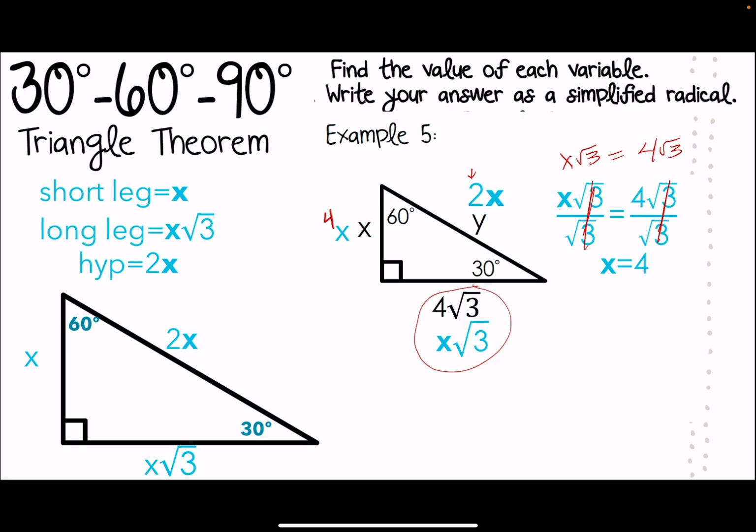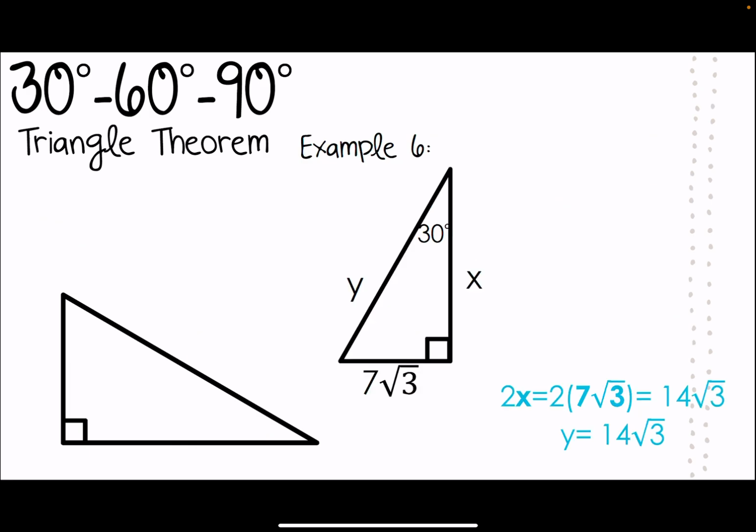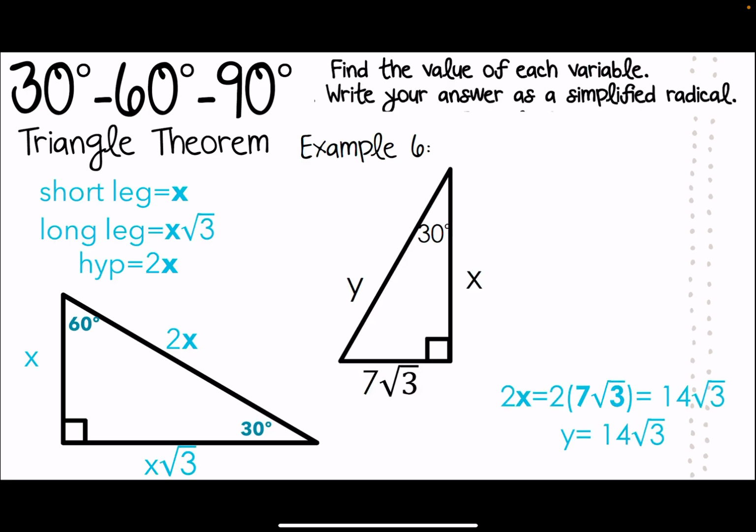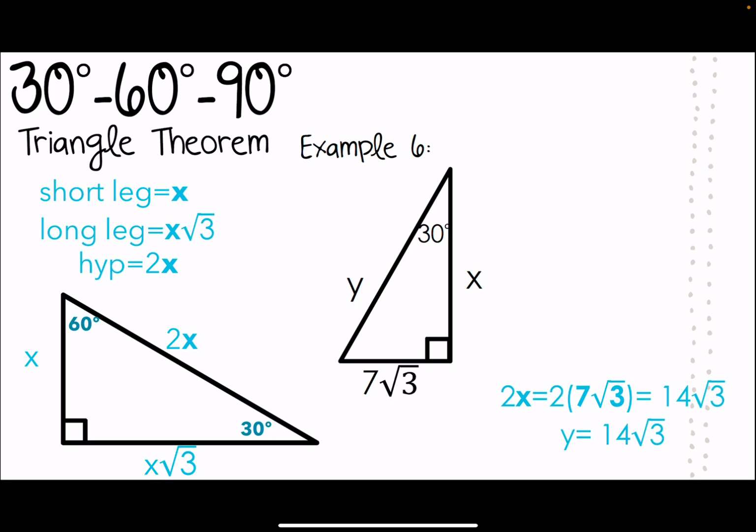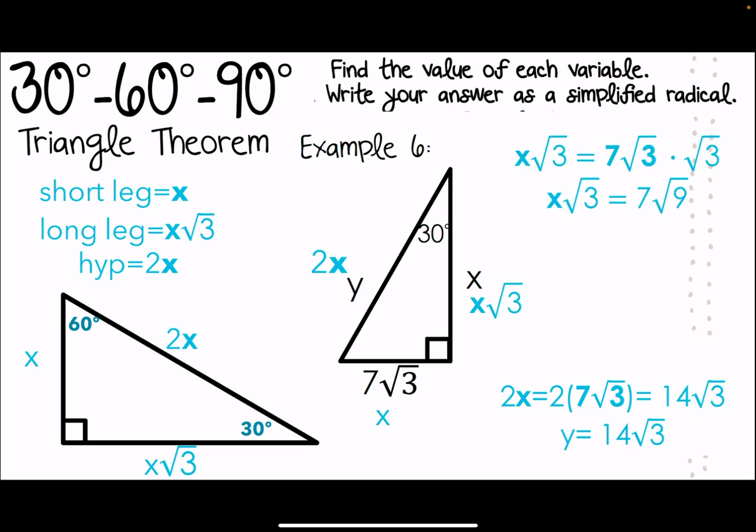So if this is 4, then we have to do 2 times that to get my hypotenuse. So I get 2 times 4, which is 8. So now I can actually answer about their variables that they had asked me about at the beginning because I have all of my lengths. So x is equal to 4 and y is equal to 8. I'm lazy and I didn't write it twice, so. Let's do example 6. All right, so you guys already see what y is going to equal, but we'll just walk through it together.